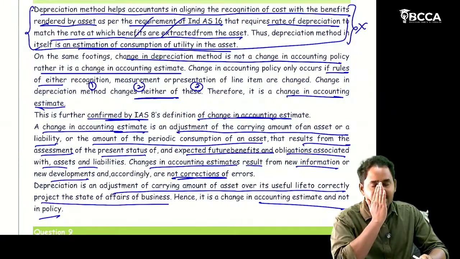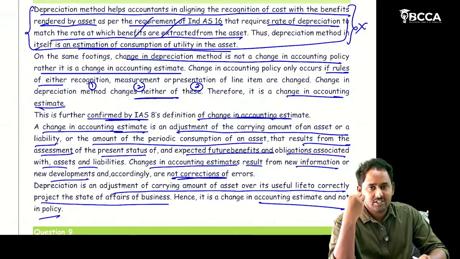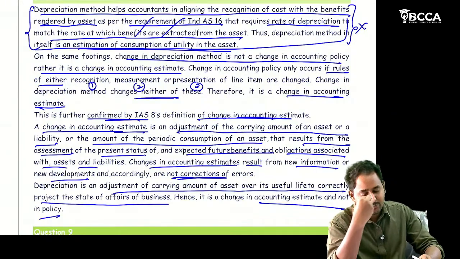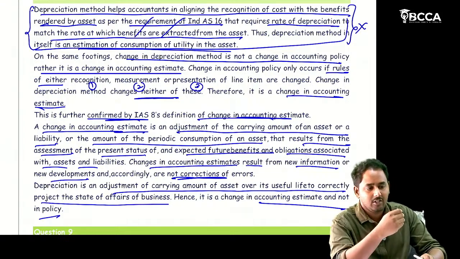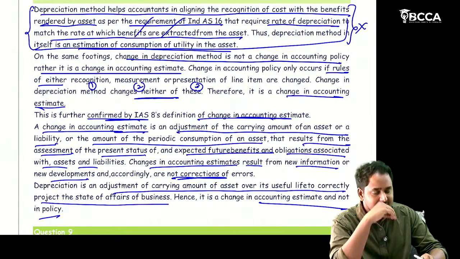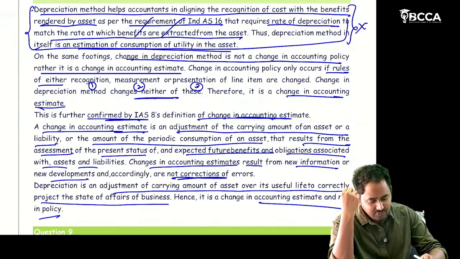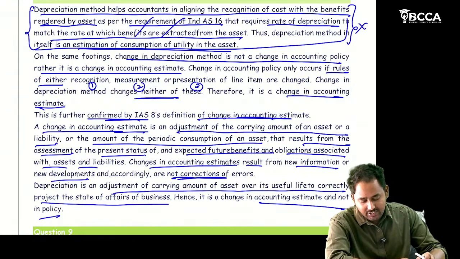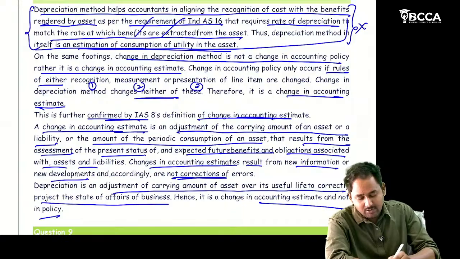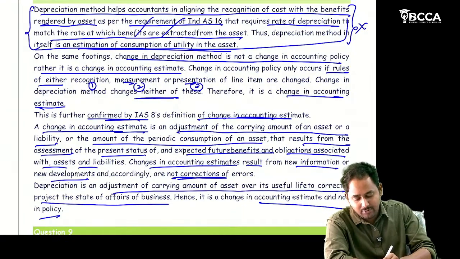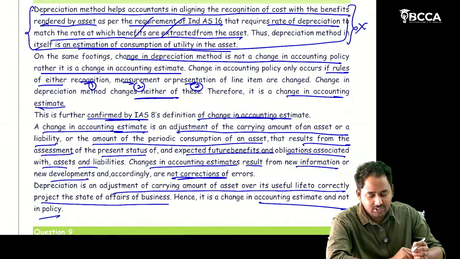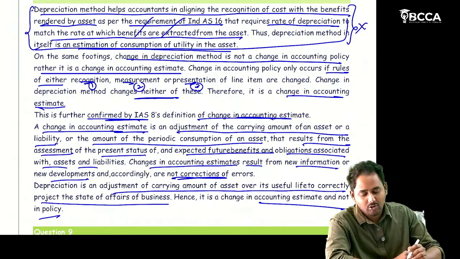What he is saying is, he is giving the definition of accounting policy. What is meant by accounting policy? How can you say that there is a change in accounting policy? If there is a change in presentation rules, measurement rules, recognition rules, then we can say that there is a change in accounting policy. But here there is no change in recognition rules, measurement rules, presentation rules. That's why we need to call it an accounting estimate.